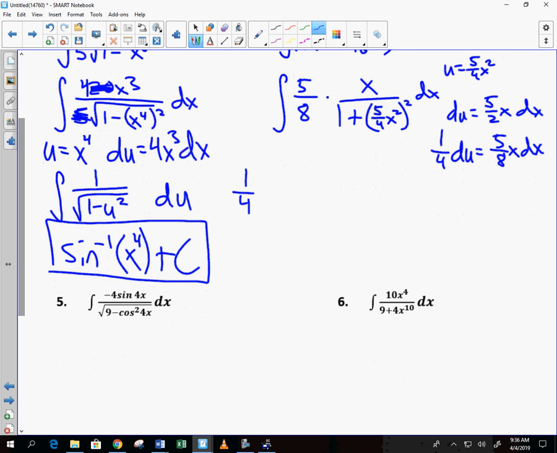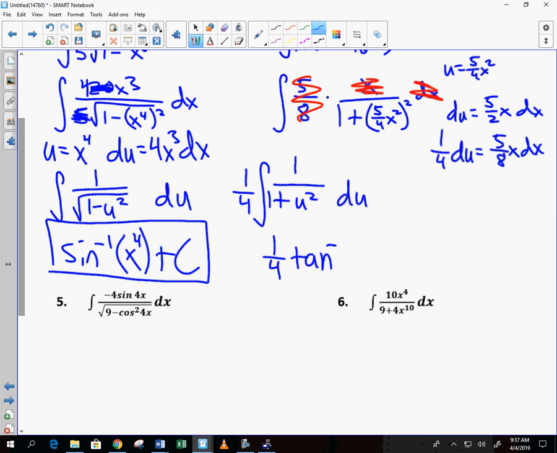Integral 1/4 du. This is where I start crossing stuff off. Otherwise, I make mistakes. I go too quickly. What do I get rid of with that 1 over 4 du? 5/8. What else? Dx. What else? X. So I have a 1 on top over what? 1 plus u squared. What's the answer of 1 plus u squared? So 1/4 arctan of 5 over 4x squared.